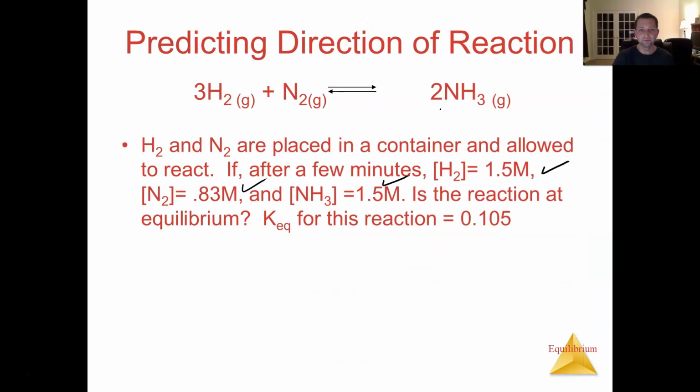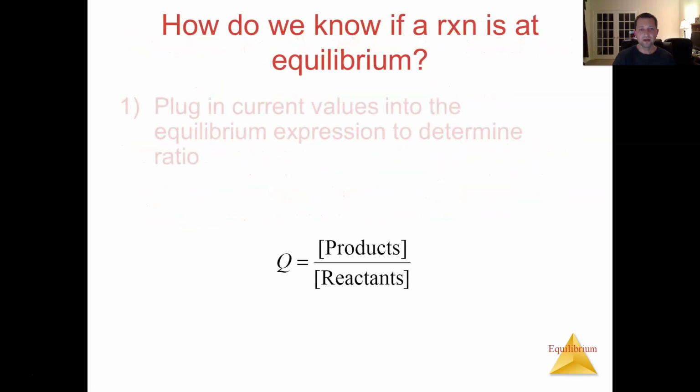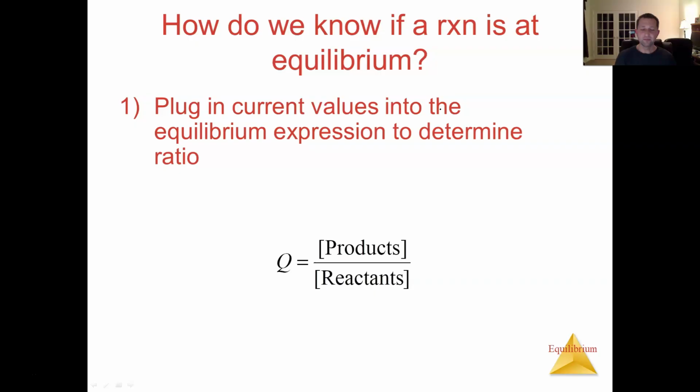So here's what we do. Set up a reaction quotient, all right? A reaction quotient setup looks like this. You want to plug in your current values into the equilibrium expression to determine the ratio. So when you do this, notice how K is always products over reactants, right? Your KC, KEQ, KSP, whatever. Concentration of products over concentration of reactants. Q is the same thing, all right? The only thing here is Q stands for reaction quotient.